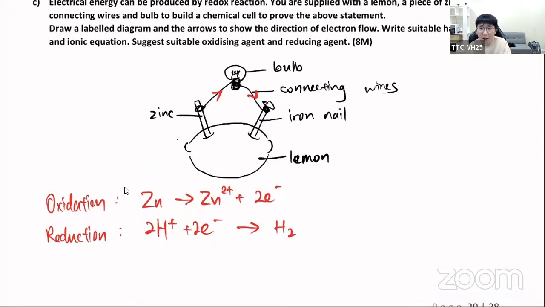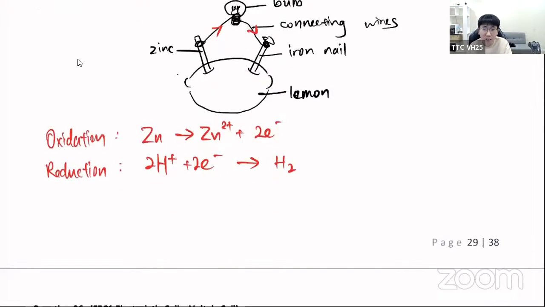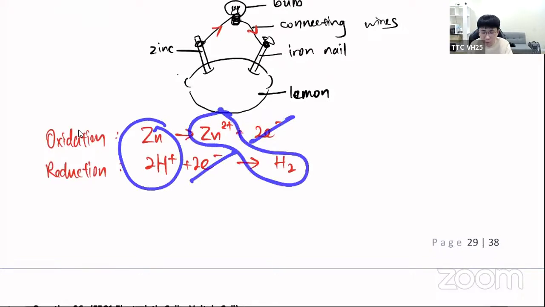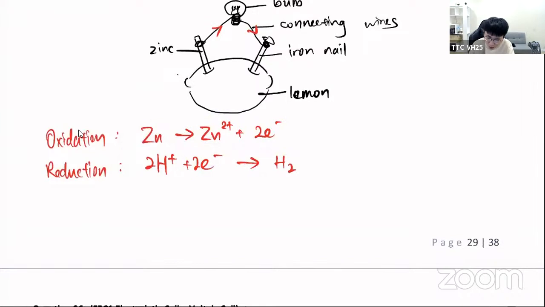Okay, this is the half equation and ionic equation. Guys, how to write the ionic equation? I mentioned this. Combine them together by having the same electron number, and cancel them off. Since here already got 2e and 2e, there's no need to do any balancing. Just straight away cancel this. Whatever before the arrow, put together. Whatever after the arrow, also put together. So here, the ionic equation will be Zn plus 2H+ forms Zn2+ plus H2.